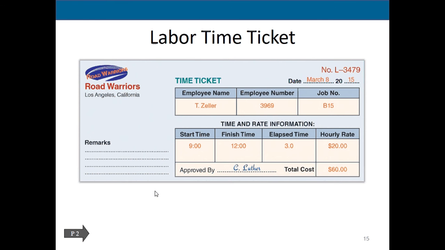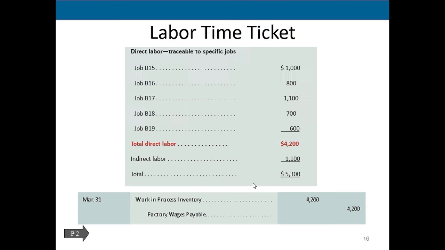How do we get labor information? Probably not on a time card anymore. People are probably using some kind of iPad or some digital device to track their time. But this is the time for T. Zeller working on job B15, spent 3 hours on it at $20 an hour, and C. Luther approved it. C. Luther is obviously the foreman for the job.